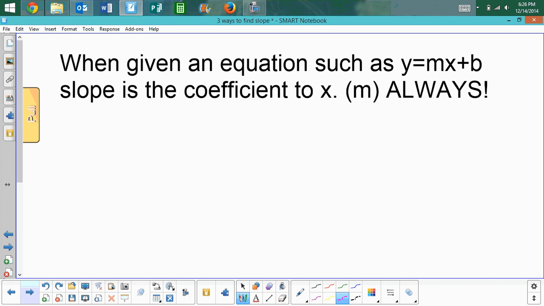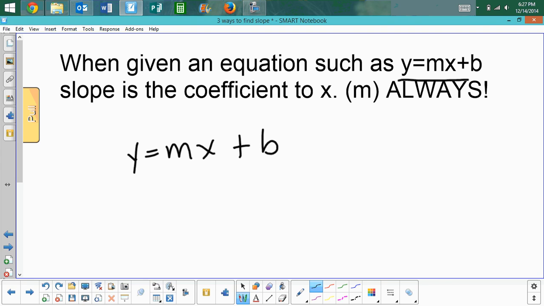So we're now talking about slope being given an equation. And this says, when given an equation such as y equals mx plus b, the slope is the coefficient to x, which is m. So the equation is written right here. I'm going to write it again. Y equals mx plus b.